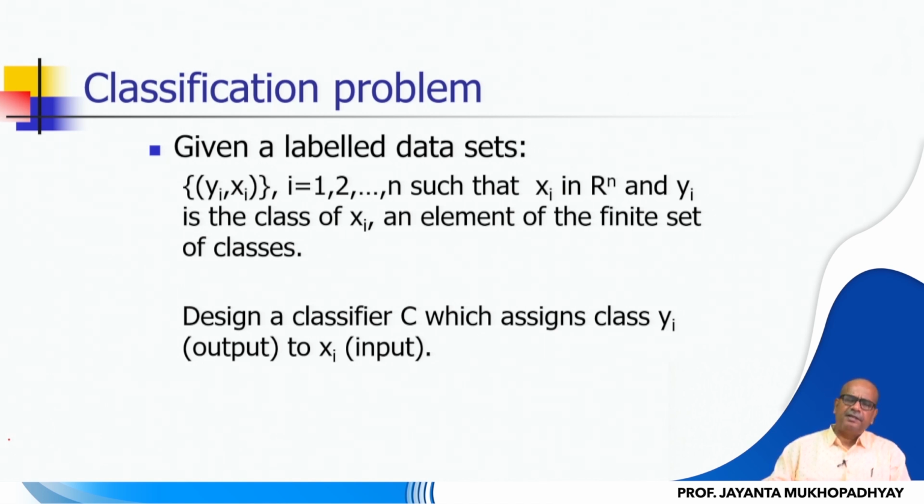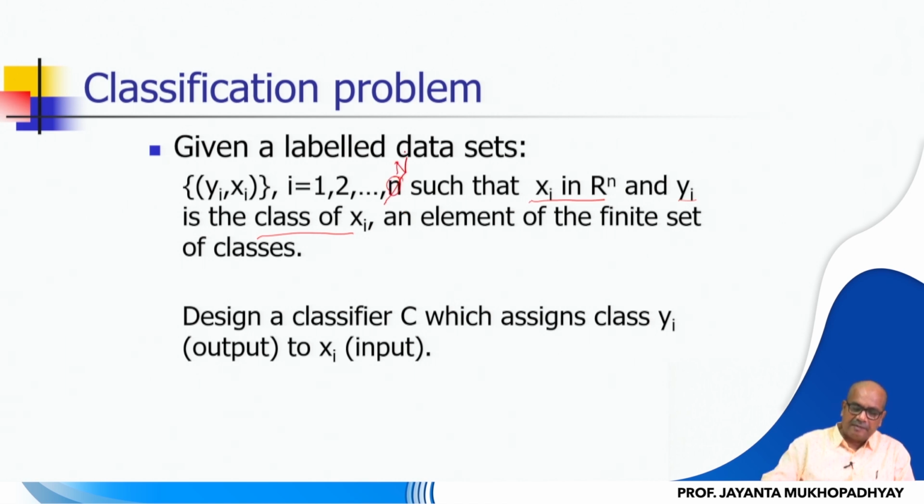So mathematically, if I want to describe this classification problem, we can represent it in this form: we give you a labeled data set in the form of couplets like (yi, xi). There could be a number of such labeled samples, where yi is the label of xi, and xi is a feature vector. As you can see, yi is the class of xi, an element of the finite set of classes. So this is how the labels are given.